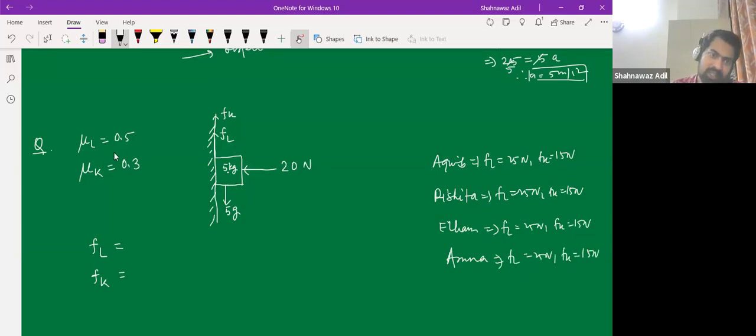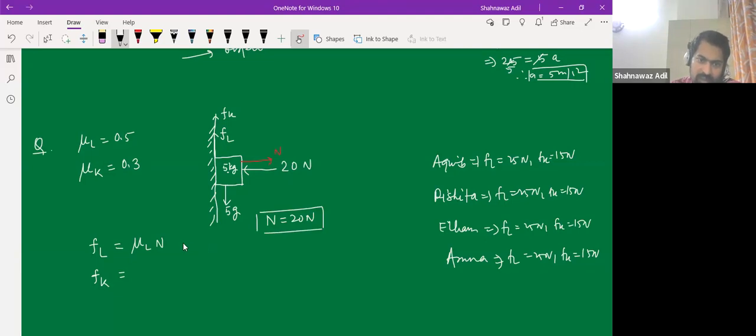So what is FL? That is mu L N. And we have to figure out what is N in this case. So N is this, right? Which means that this is not moving in this direction, which means that N is equal to 20 Newton. So we have 0.5 times 20, so 10 Newton.